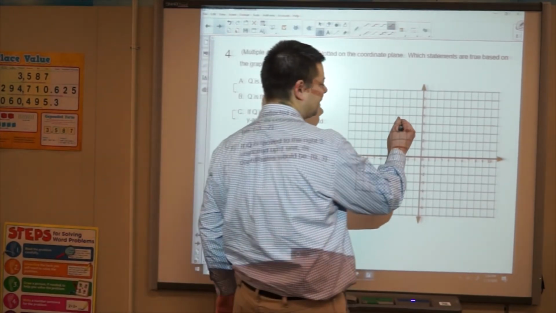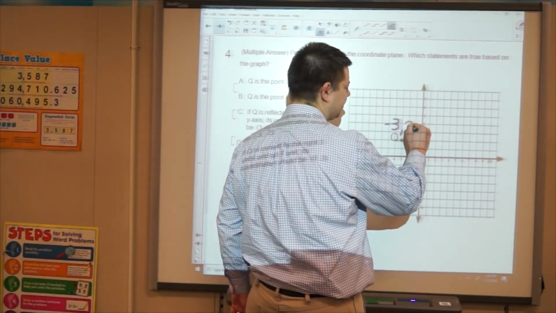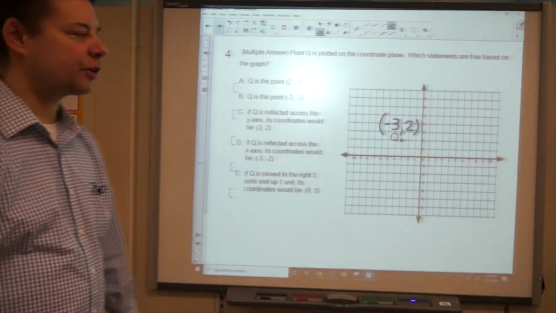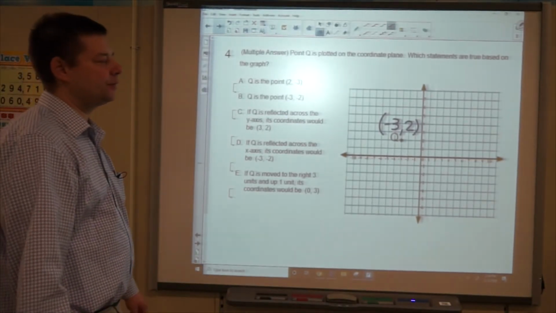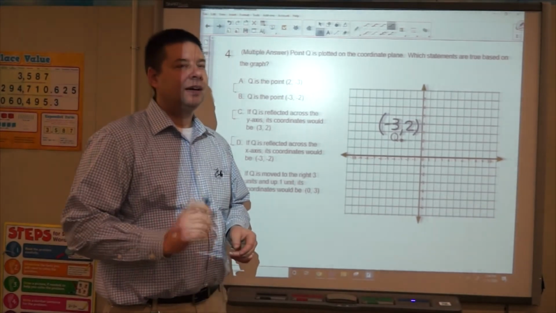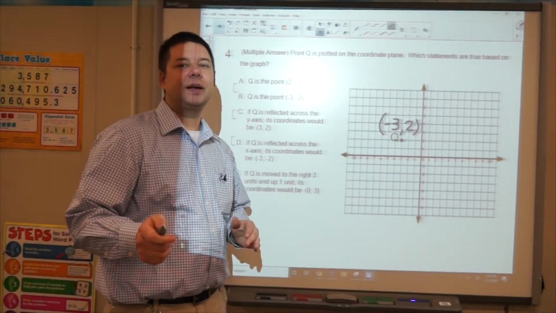So point Q right here is -3, 2. Those would be the coordinates for point Q, or the ordered pair, the x and the y values. That's going to help me a little bit in getting this started. We're going to come across some other things here, which I'm going to explain in just a moment as well.